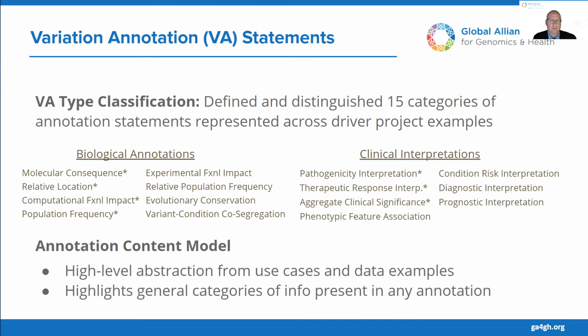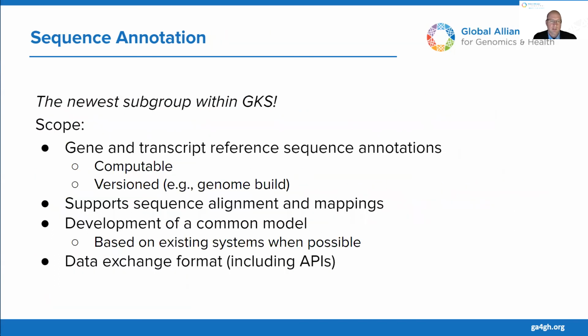The sequence annotation subgroup is the newest subgroup within GKS. In fact, as of this recording, it has only met a handful of times, so now is the perfect time to get engaged. This group will focus on modeling computable annotations related to sequences, specifically those of genes and transcripts. A common model will be developed to support this work, which will align with existing systems when possible, and the group will develop a data exchange format that can be used as part of APIs.